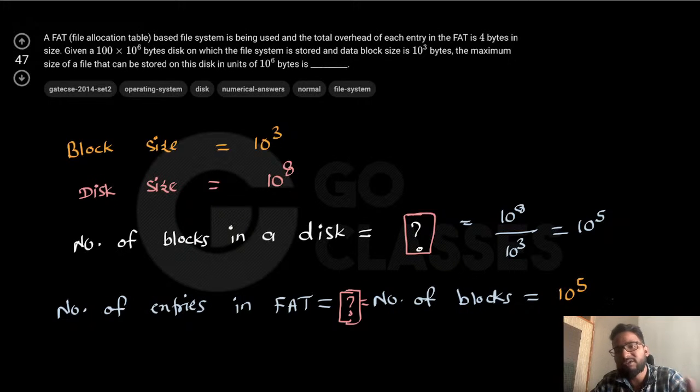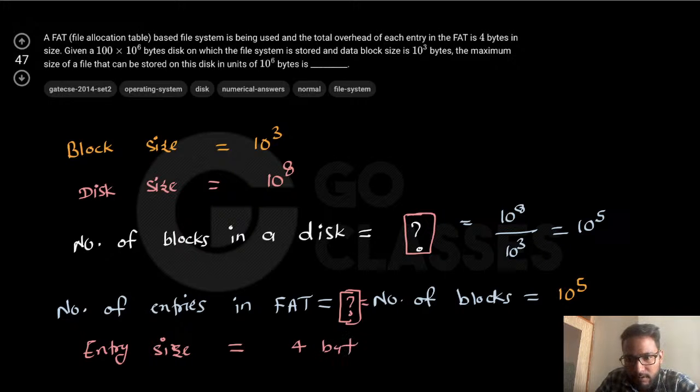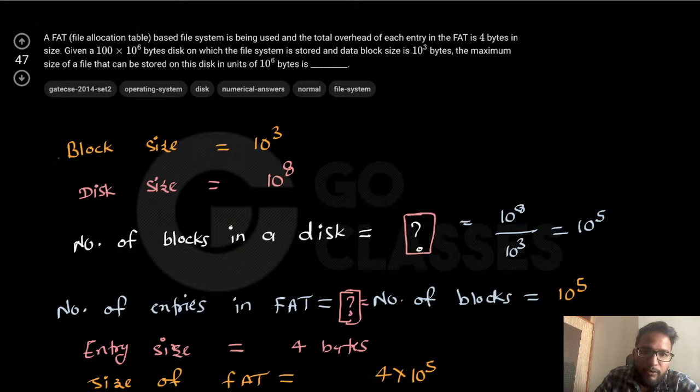So okay, let's not worry about what they are asking. Let's first tell me what is the size of FAT. So now you know the number of entries in the FAT, can you now tell me the size of FAT? One entry size is also given to me, which is 4 bytes. Now tell me the size of FAT. It will be 4 into 10^5, right? We just calculated the size of FAT, which is the number of entries into the size per entry. So this is the size of FAT.